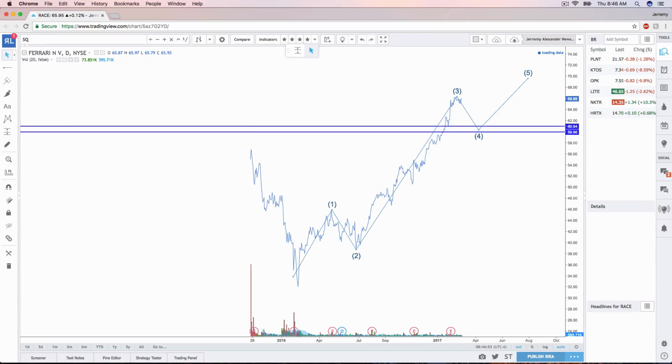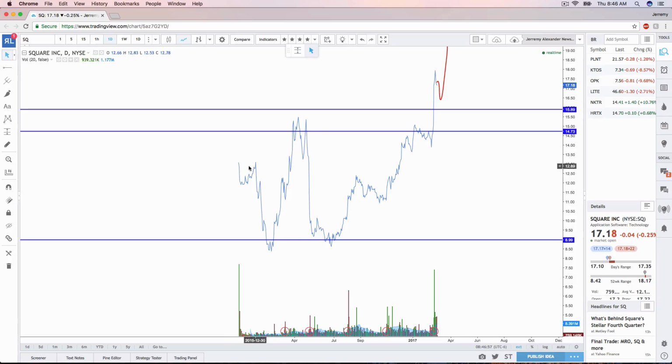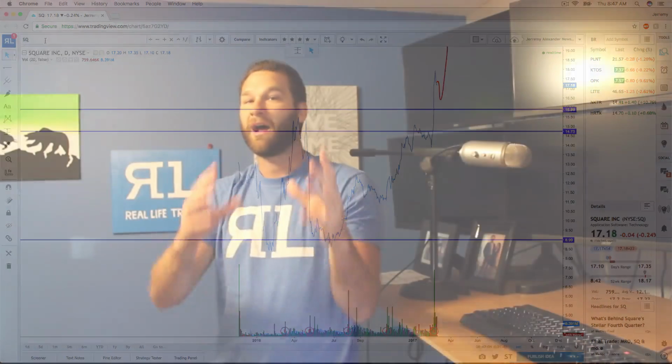Here's another one, Square, ticker symbol SQ. Not Squarespace, but this is the point of sale processing. It opened, tanked, and then bounced. It happens all the time. People get in, they rush in, they buy, it tanks, they sell, they lose, and then the smart people who are waiting, they buy, right?